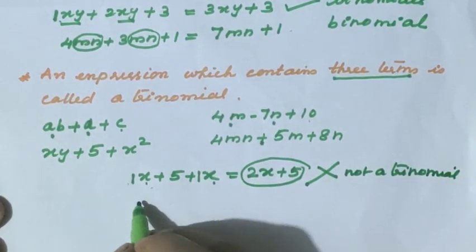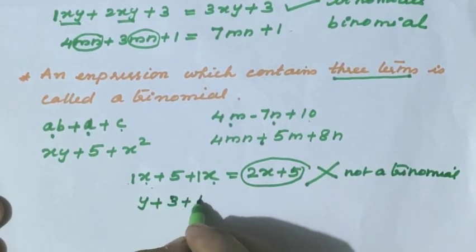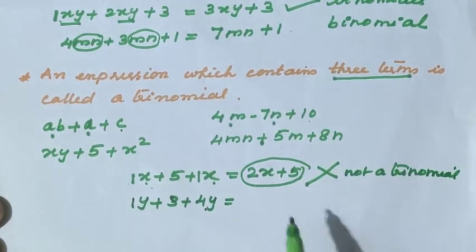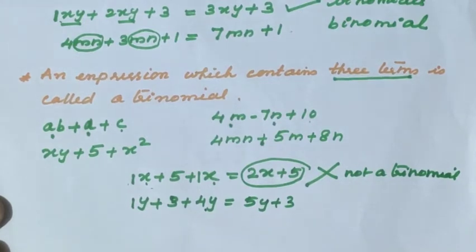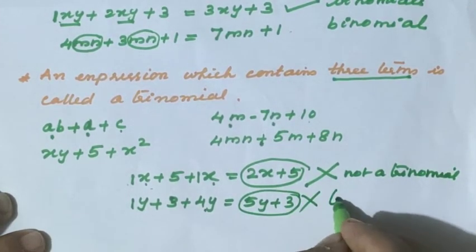Okay. Another example, y plus 3 plus 4y. Again 4y and 1y. What is the answer? 5y plus 3. So how many terms are you getting? You are getting 2 terms. So again it is not a trinomial.